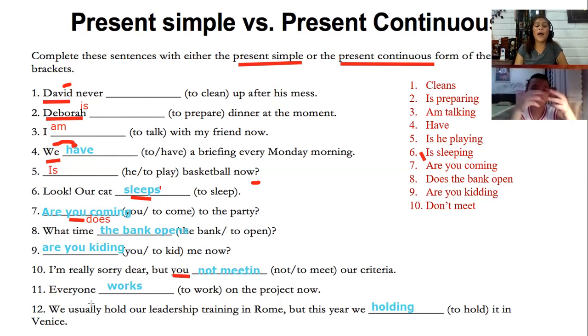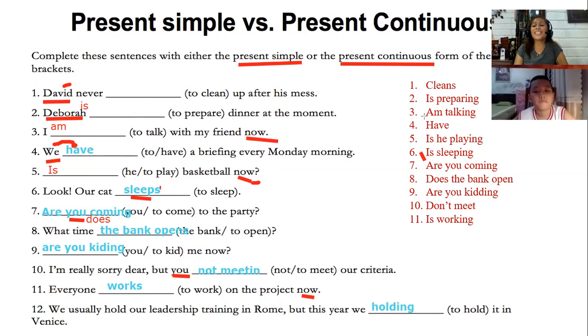11, everyone, very good, Gayo. Let us see. Okay, it's working, works on the project now. Okay, as you can see, Gayo, if there is the word now, look at here. If there is the word now, you will use the present continuous.